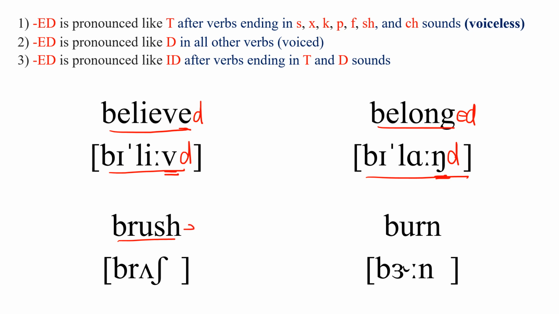And next one is brush. So SH ending, put ED. And SH sound is voiceless. So it becomes T sound. Brushed. Burn, put ED. And N is voiced, so it becomes D sound. Burned. Believe, believed. Belong, belonged. Brush, brushed. Burn, burned.